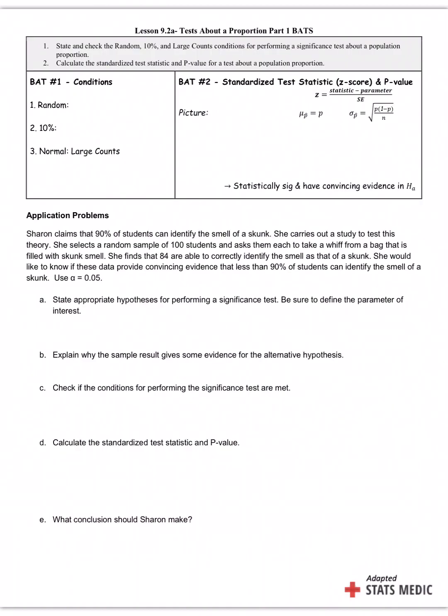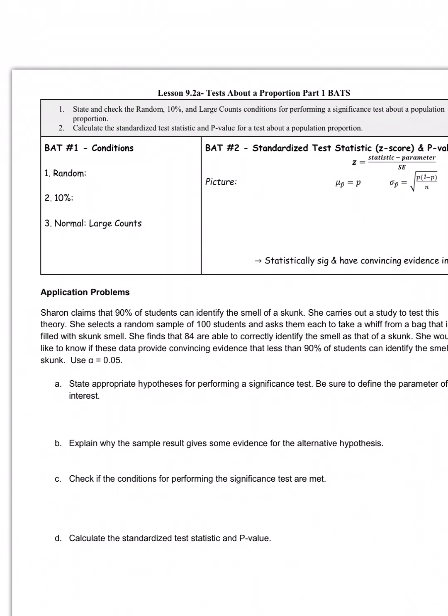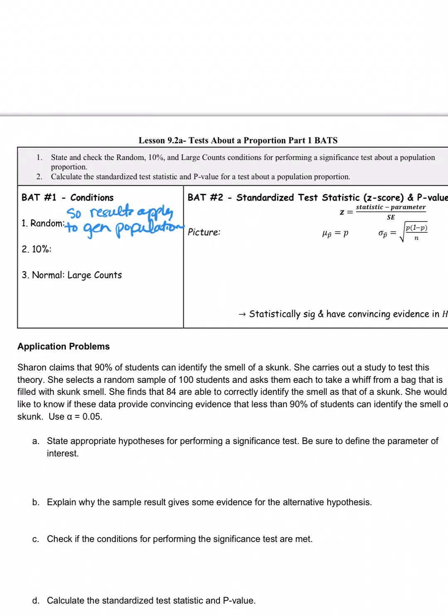All right, let's look at the back and summarize some things. Okay, random. Our sample has to be random. Do you remember why it has to be random? So it applies to the population? Yeah, so the results apply to the general population. Good. If we don't check for random, it won't apply. 10% condition. We have to do that because of our standard deviation stuff. But to show it, we show the sample is less than 10% of the population. But you always want to make sure you put that in context.